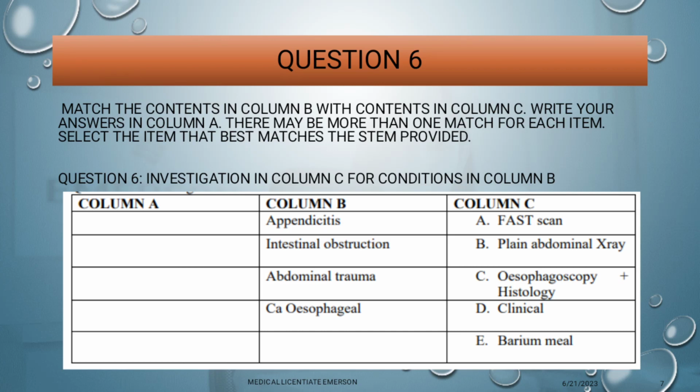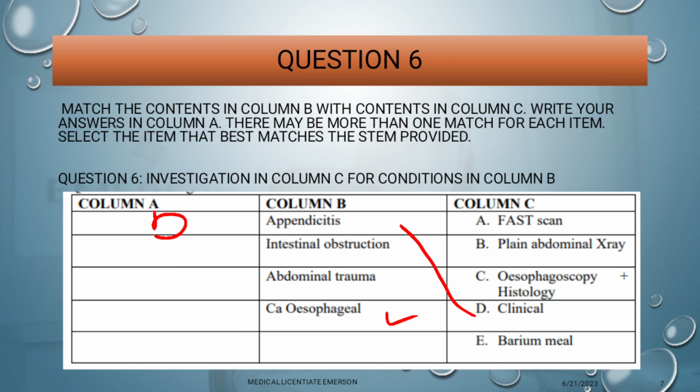Another column, so investigation in column C for condition in column B. Column B: appendicitis, intestinal obstruction, abdominal trauma, and CA esophageal. Then column C: first plain abdominal X-ray, esophagoscopy plus histology, clinical, barium meal. So for appendicitis, it is a clinical diagnosis. This is D. Okay, then intestinal obstruction.